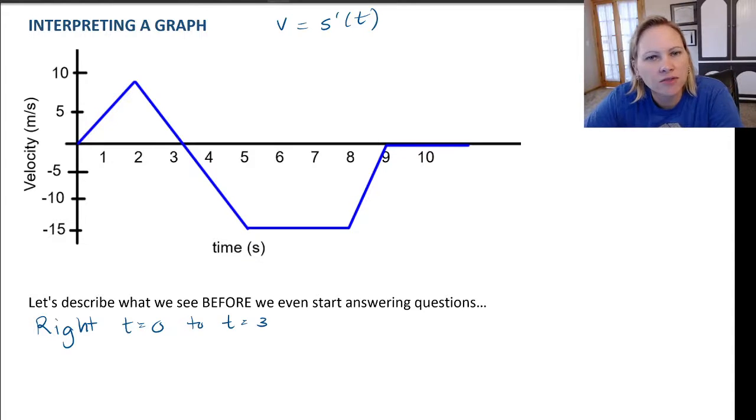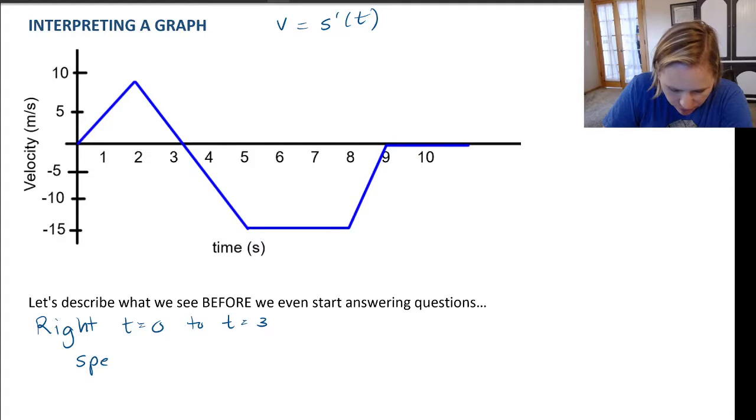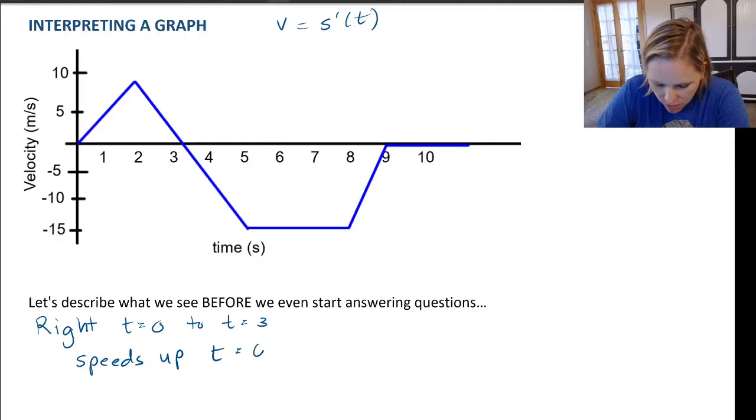Now, during that interval, you'll notice that my velocity goes up. My velocity reaches 10 meters per second, but then after that, it decreases. So it speeds up from t equals 0 to about t equals 2, then slows down.